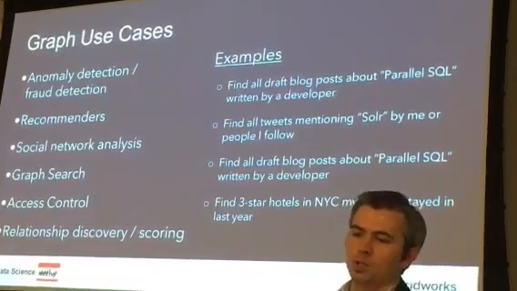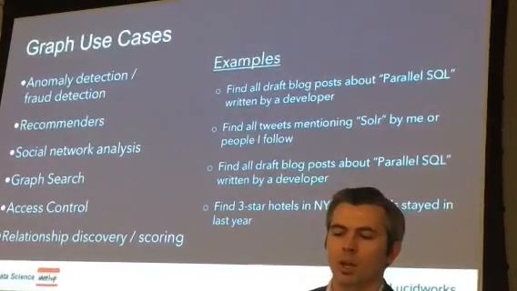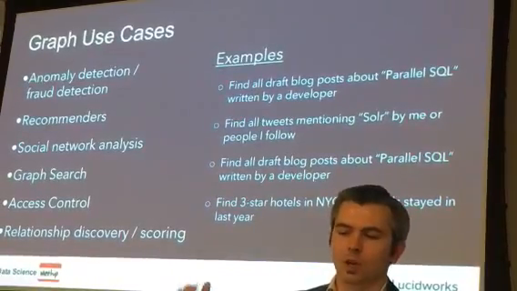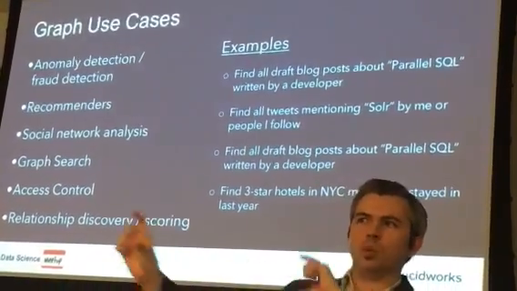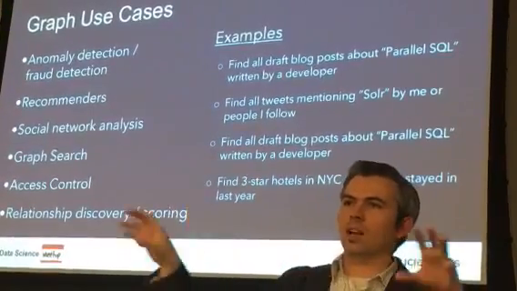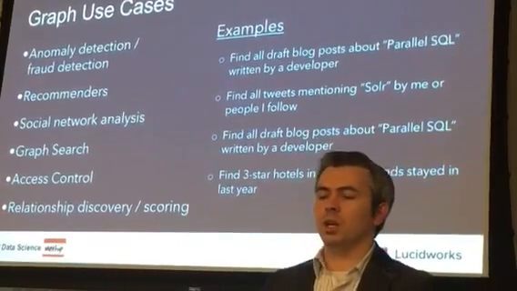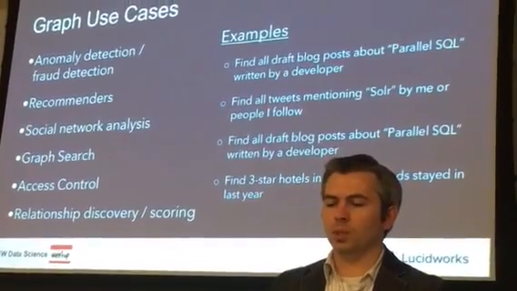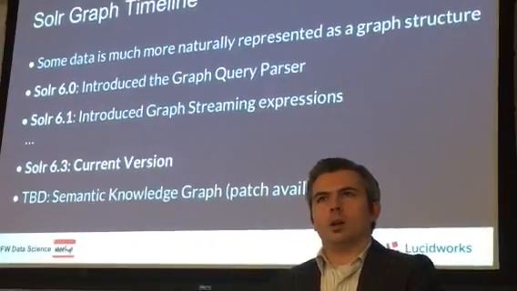Find all draft blog posts about parallel SQL written by a developer. Find all tweets mentioning Solr by me or people I follow. Find 3-star hotels in New York City my friends stayed at in the last year. If you've got these relationships modeled as documents in your index, you can query across those relationships and ultimately get more relevant results.